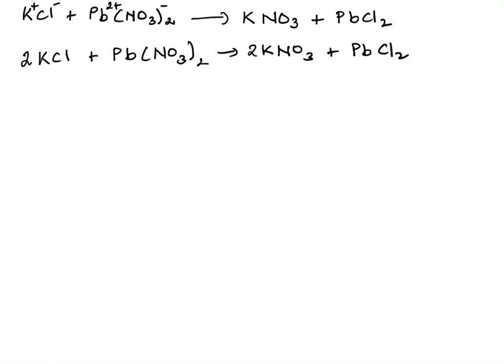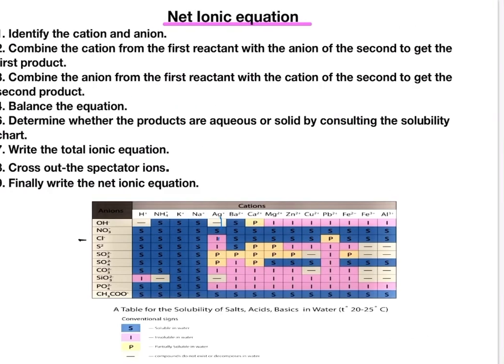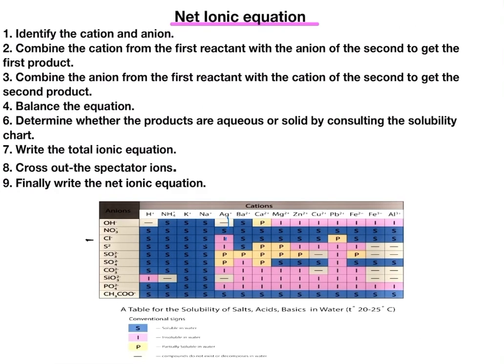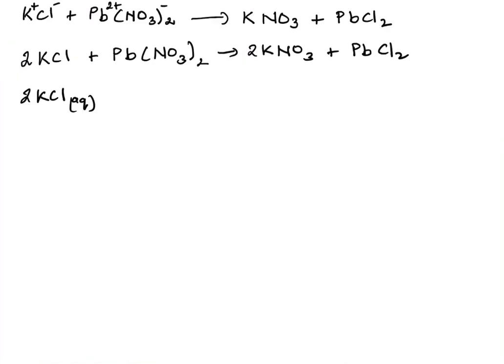Now we have to identify the solubility of each compound with the help of the table. If we look at KCl, it is soluble. So we can write down 2 KCl and we can write aqueous over there. How do we find out? When we look at the table, we can see potassium over here and we can see the chloride ion. Here is chloride. So when we compare it in the table, they are soluble, so aqueous.